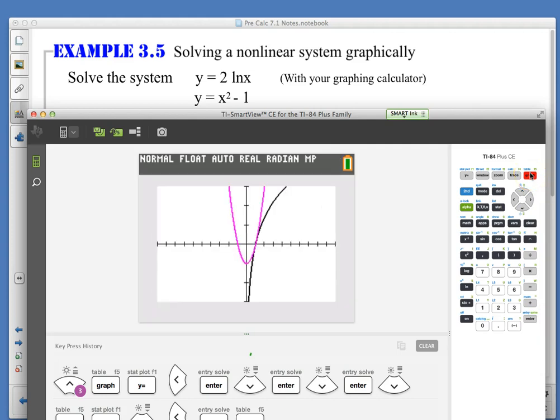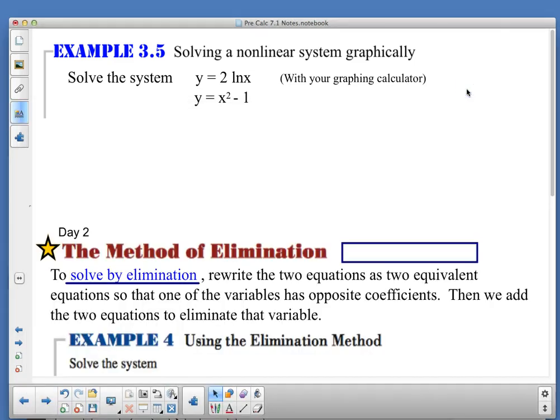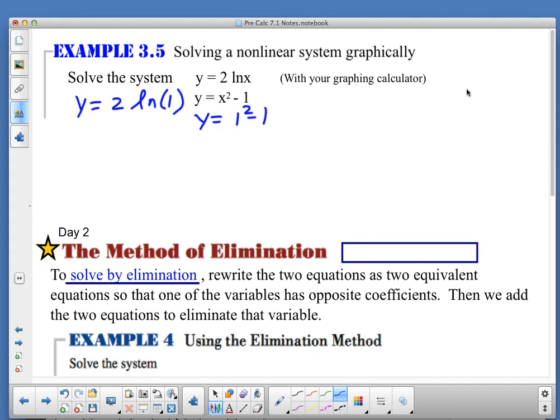Now, I can kind of estimate what's going on, but if I do a trace, I'll be able to find it. But just because the trace found it, because remember, that's based on where they're crossing, okay? I'm going to put in, I think it's 1, 0. So here, I check out y equal 2 log of x when that's 1, and I'm going to check out y equal 1 squared minus 1. That's going to be 0, and incidentally, this is 0 as well because the natural log of 1 is 0, okay? That's the 0 power.